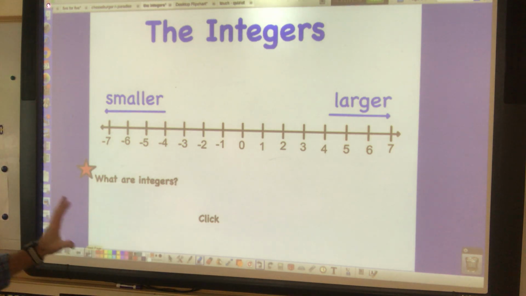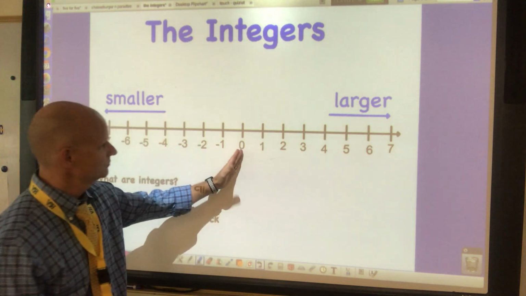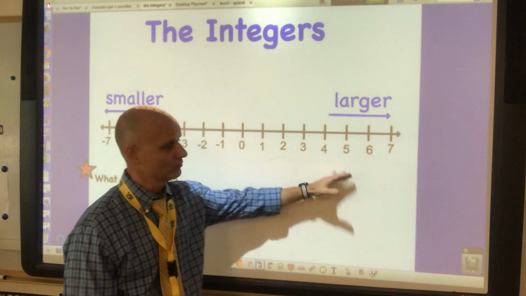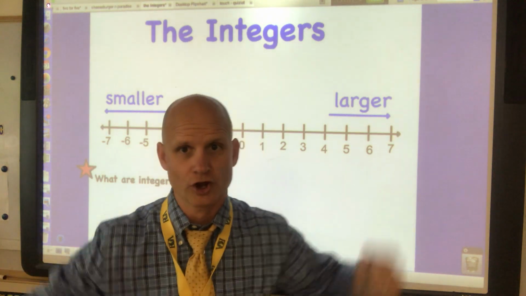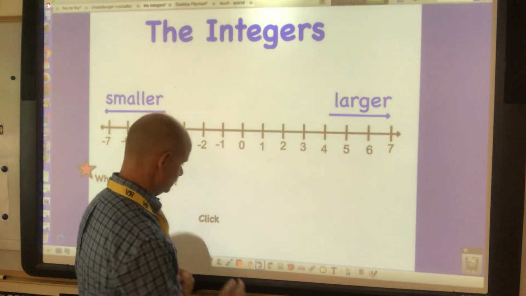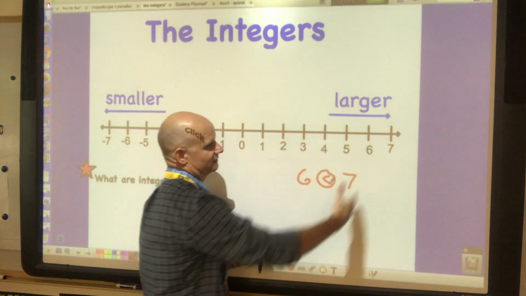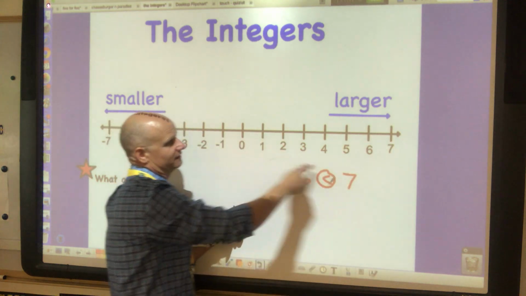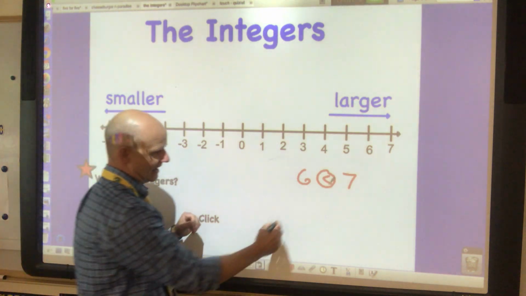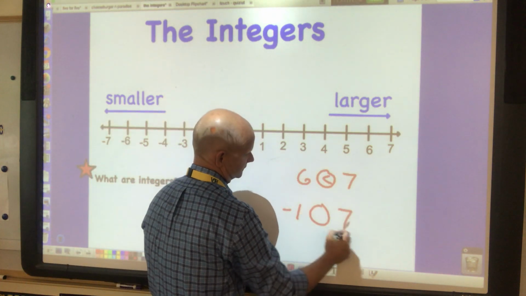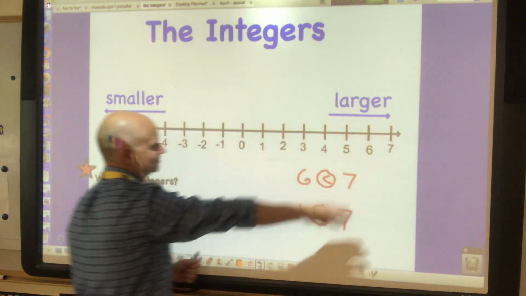One thing I want you to notice, though: here's a number line, and here's 0. Over here you've got 1, 2, 3, 4. As you go further this way on the number line, the numbers get bigger. If I asked which is greater, 6 or 7, you would say 7, because 7 is further away from 0 than 6. Likewise, with negative numbers, if you're asked which is greater, 7 or -1, you would say 7, because again, it's further away from 0.